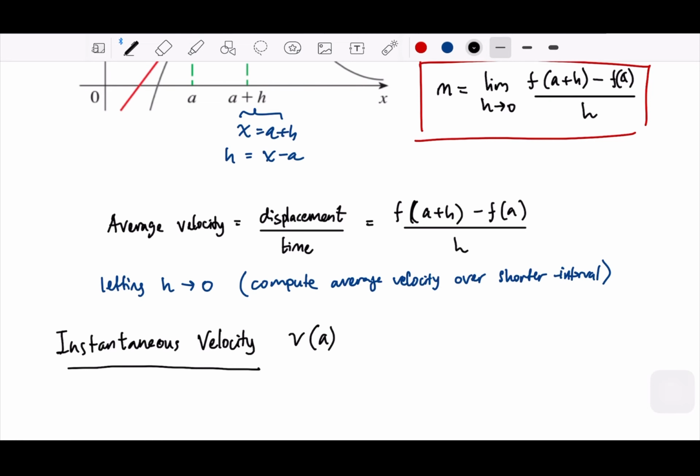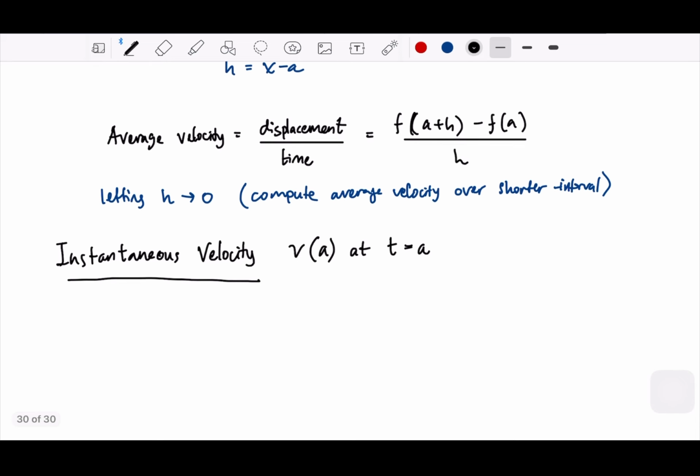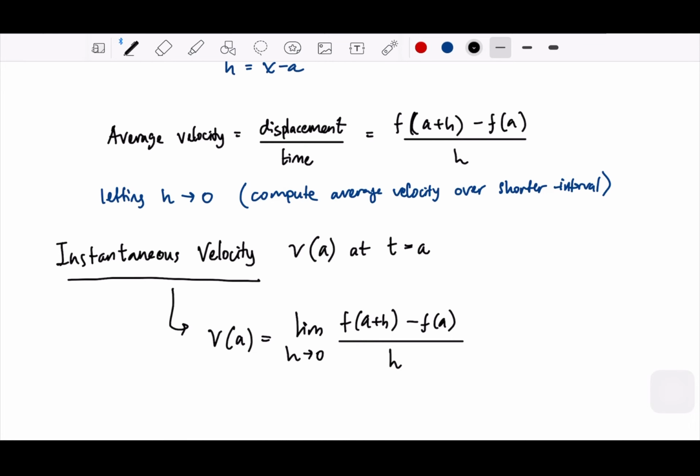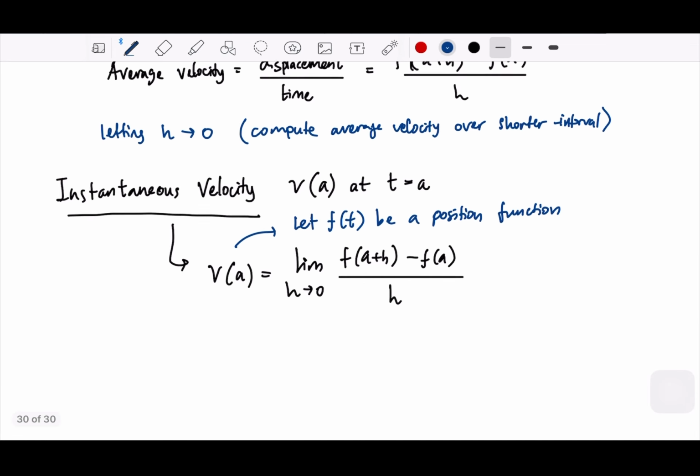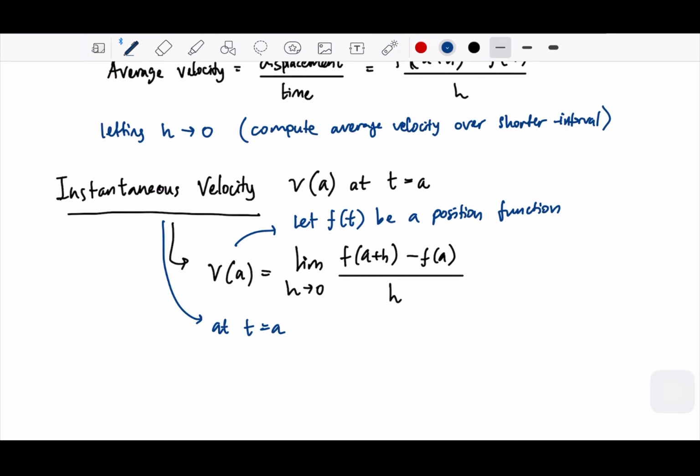So the velocity at exact time a, or at t equal a. So we define that the velocity will be the limit as h goes to 0. So this will be the instantaneous velocity. Let f(t) be the position or distance function. Or maybe just this, and this will be the instantaneous velocity at t equal a. Maybe that will be better to understand.